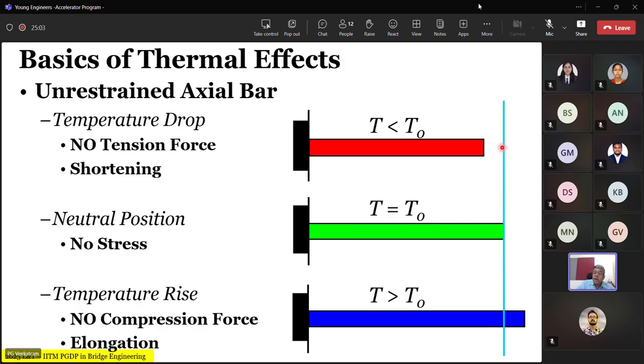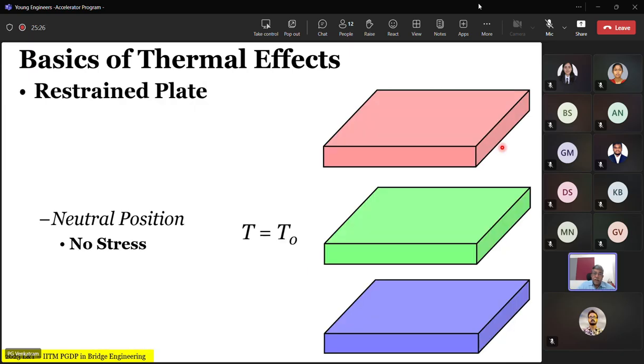This is the first concept you need to understand: what a breathing unit is, up to what extent you are allowing the structure to deform, to expand and contract. Just as our lungs expand and contract when we breathe, similarly the structure will expand and contract depending upon the temperature, and that is an important decision for all of you to understand as a bridge engineer. Now, that was in one dimension.